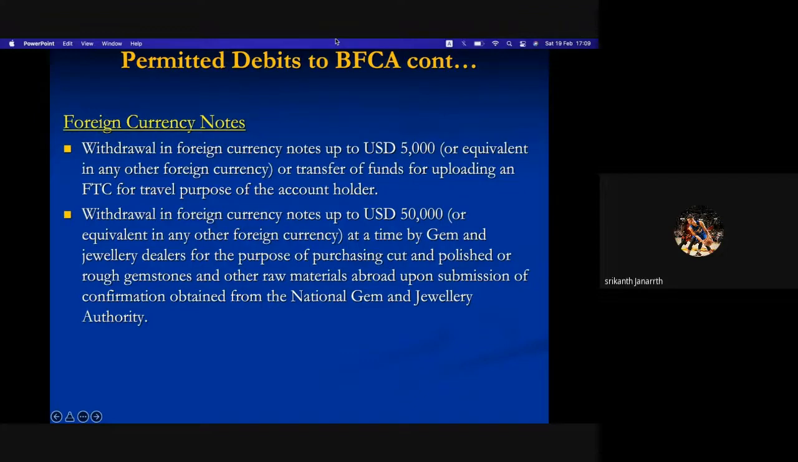Foreign currency notes, yes. Even a BFC account holder for travel purposes, $5,000 is permitted. Or upload it to your foreign travel card, not fund transfer, foreign travel card. That is equal to your debit card now, right? So you can load the card if you want from your BFC account. Withdrawal of foreign currency notes up to 50,000. Now this is a special case.